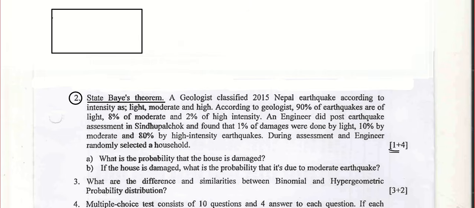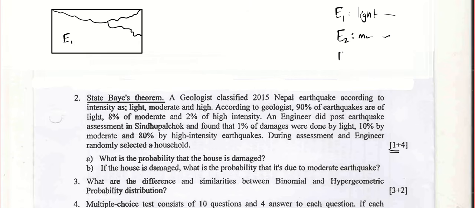According to the question, there are 3 types of earthquakes, and they have divided the event earthquake into 3 mutually exclusive and exhaustive events. We have event E1, which I am going to define as light earthquake, E2 stands for moderate earthquake, and E3 stands for high or heavy earthquakes. So E1, E2, E3.